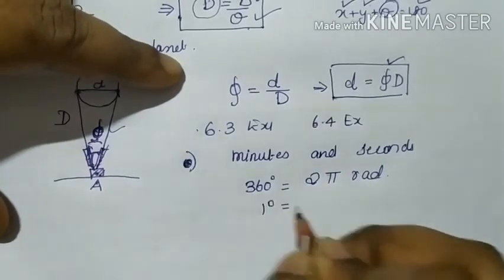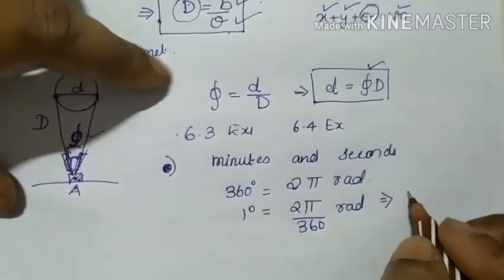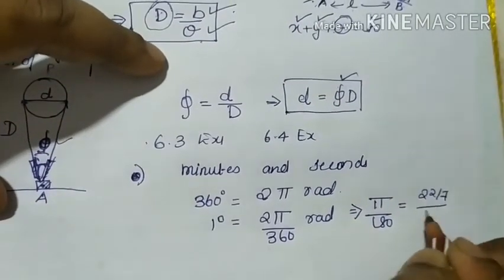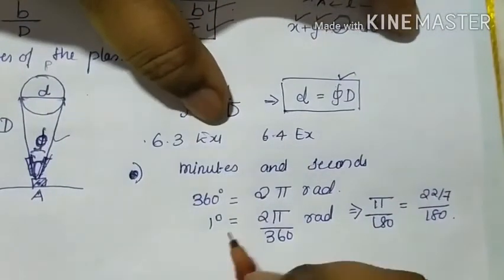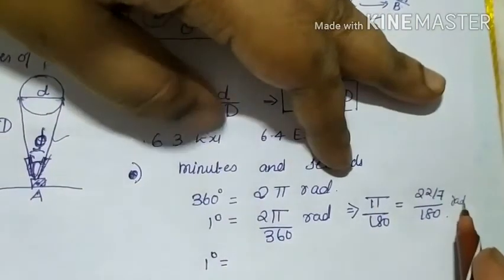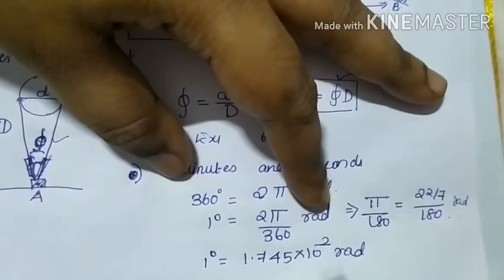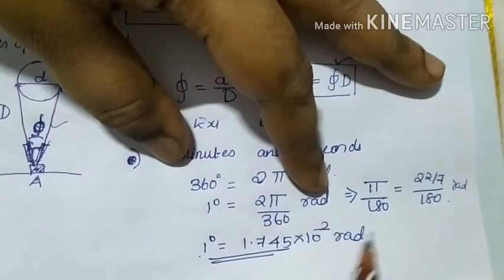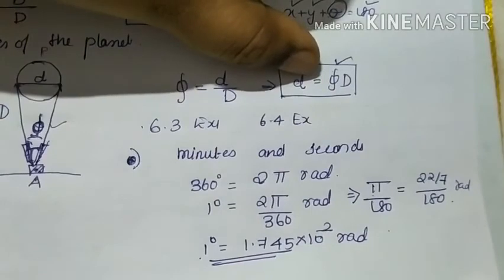So what is 1 degree, guys? It is 2 pi divided by 360 radian, or I can write it as pi by 180. If I put the value of pi as 22 by 7 and divide by 180, I will get a non-terminating value, but we'll take 1 degree in terms of radian as 1.745 into 10 to the power minus 2 radian. This is the value of 1 degree in radians in decimal value, not in terms of pi. This has been given in your NCERT in problems 6.3 and 6.4, but I would request you guys to understand it.